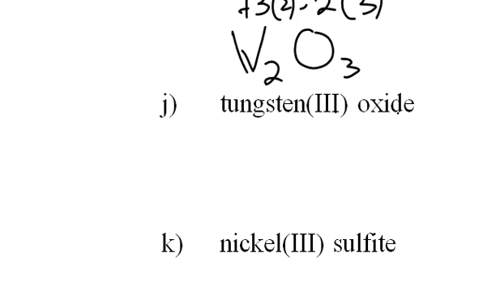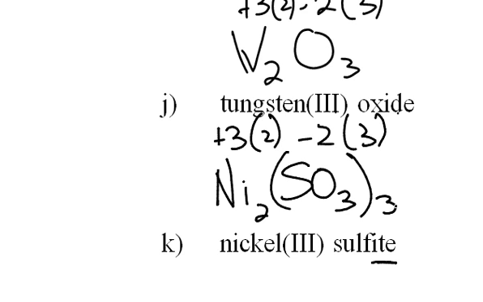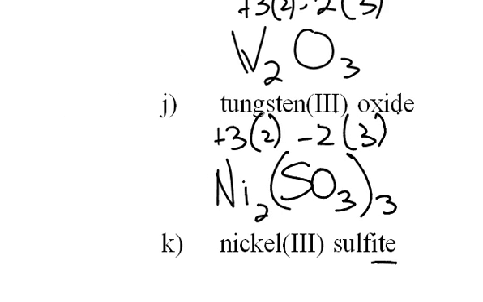Nickel 3 sulfite. Sulfite, keep your eyes open on that. Nickel doesn't change. Ni with a +3 charge. Sulfite means that we have sulfate with 1 less oxygen. So SO3 with a -2 charge. You need 3 of those and 2 of those. So Ni2(SO3)3. Again, polys parentheses. Okay. So I do have those if you want to check those online as well.